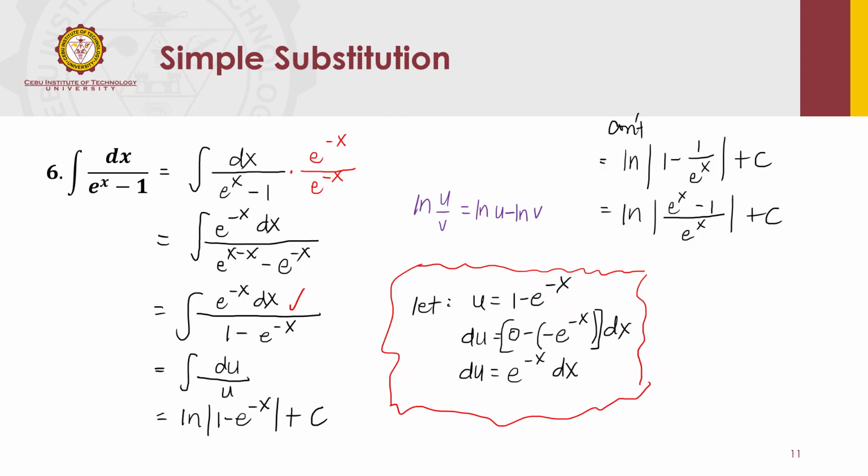So, pwede mabuwag si numerator and denominator. So, we can write this as ln of e to the x minus 1 minus ln of e to the x, and then plus c. And using another property of logarithm, at this time, dili na ni pwede mabuwag si e to the x minus 1, because we don't have a property for that. While for ln of e to the x, kani, may pwede.